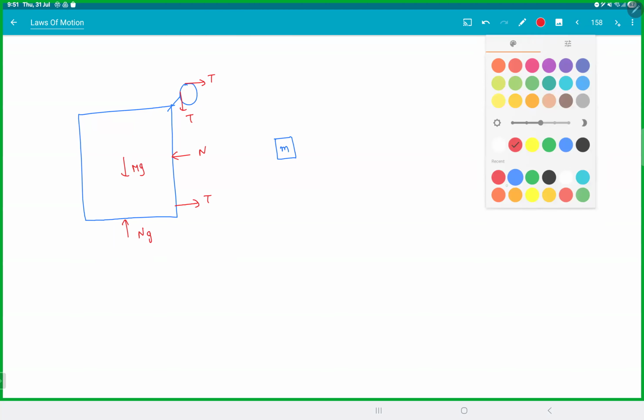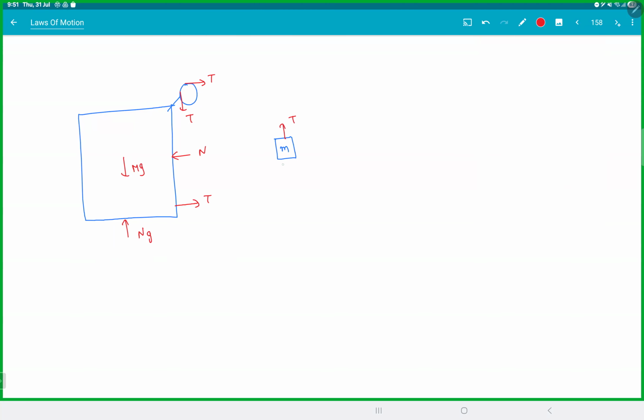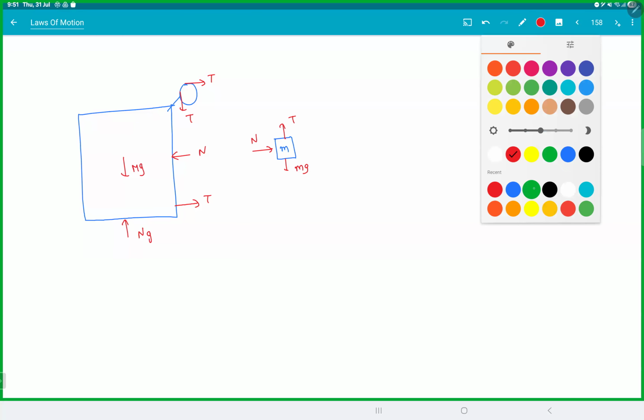The small block: tension, weight, normal reaction. Please check your free body diagrams. See if you missed out any forces. That is wrong.